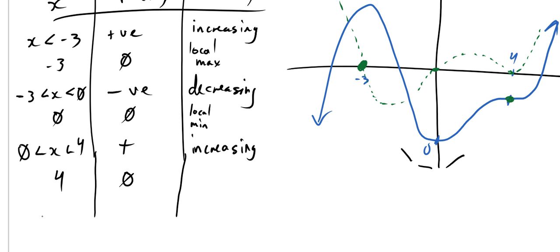But then after 4, so when x is greater than 4, I see that it's increasing again. And I see that the derivative is still positive. So what happened there? Well, it's not a local max, not a local min. It's like a twist, or it's neither.